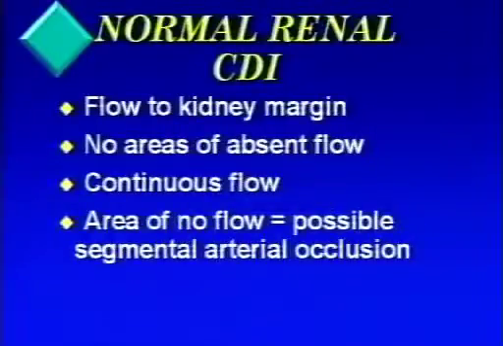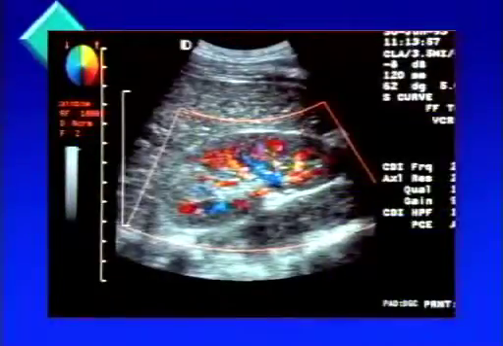So what are we going to be looking for in the normal patient? What we'll be looking for is when we put the color over our kidney initially, that we see flow that extends all the way out to the margins of the kidney. We shouldn't see any areas of absent flow. And the flow should be fairly continuous. We shouldn't see it flashing at us in a high resistance pattern, but it should flow throughout the entire cardiac cycle. If we see any areas where there's no flow, then that would indicate a possible segmental arterial occlusion, but most of the time it's usually a source of poor Doppler angle. And I'll show you what I mean here on this next slide.